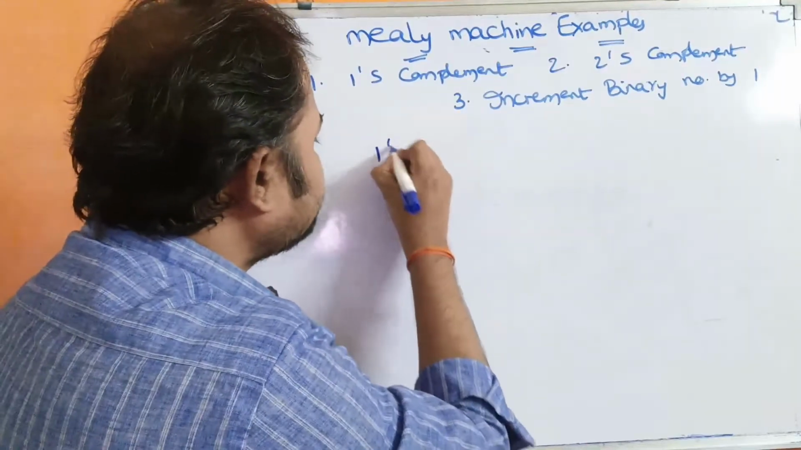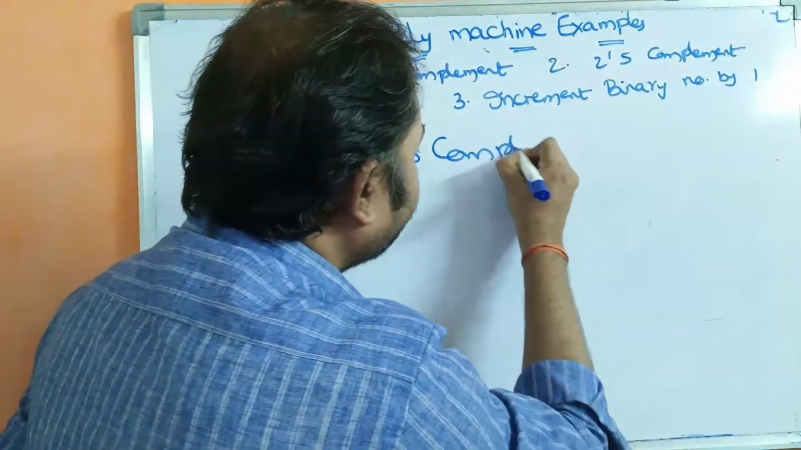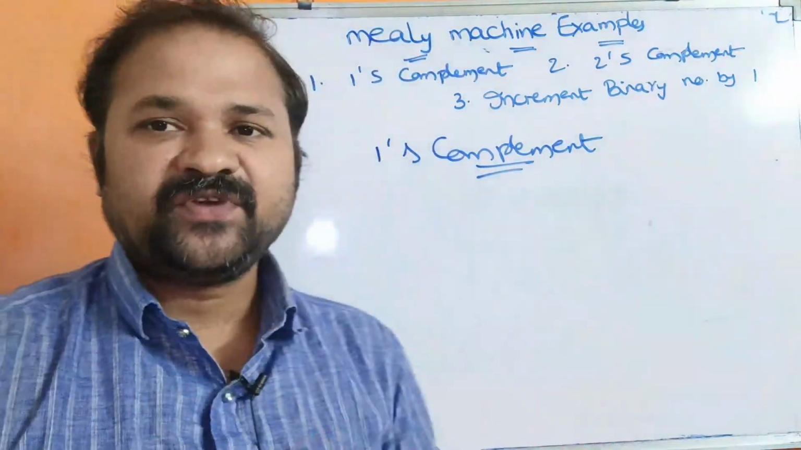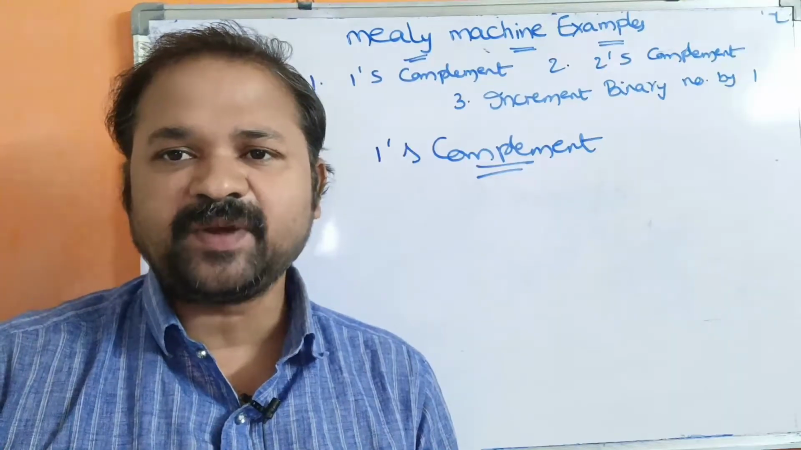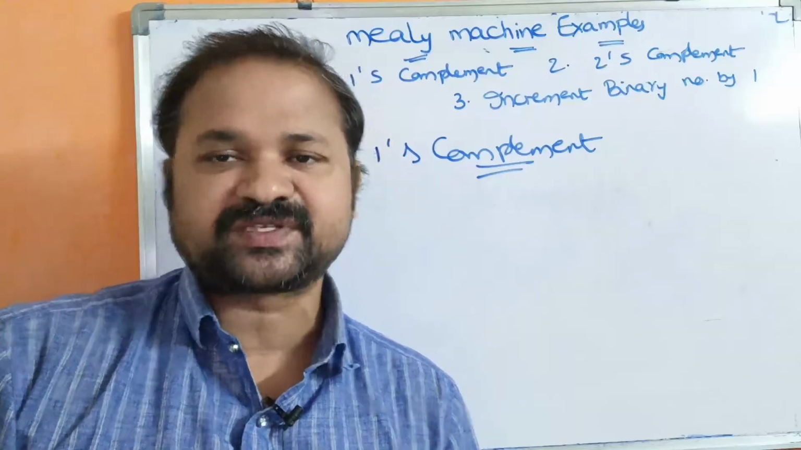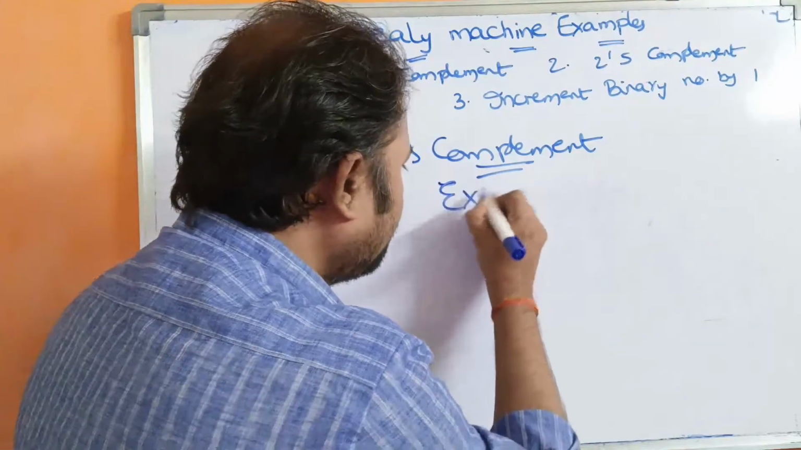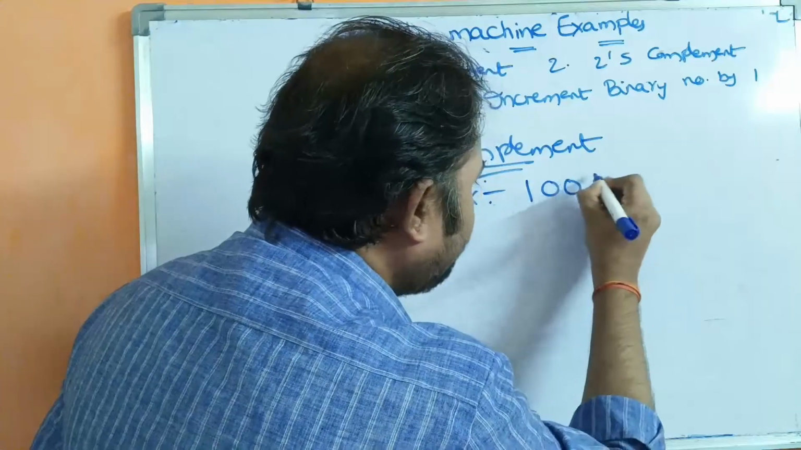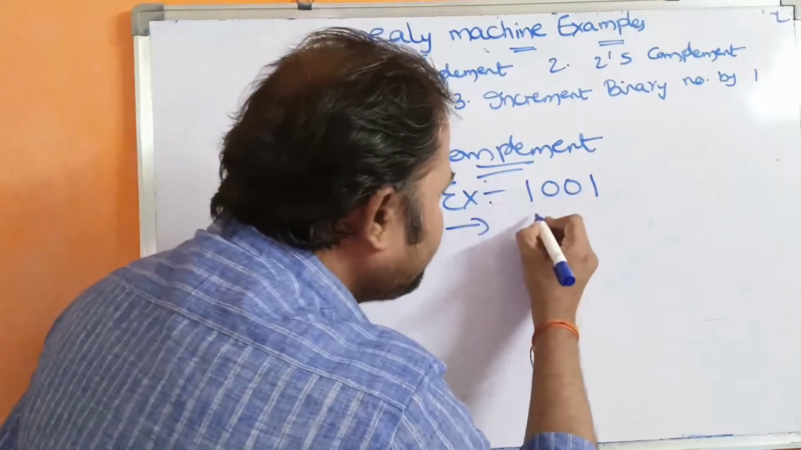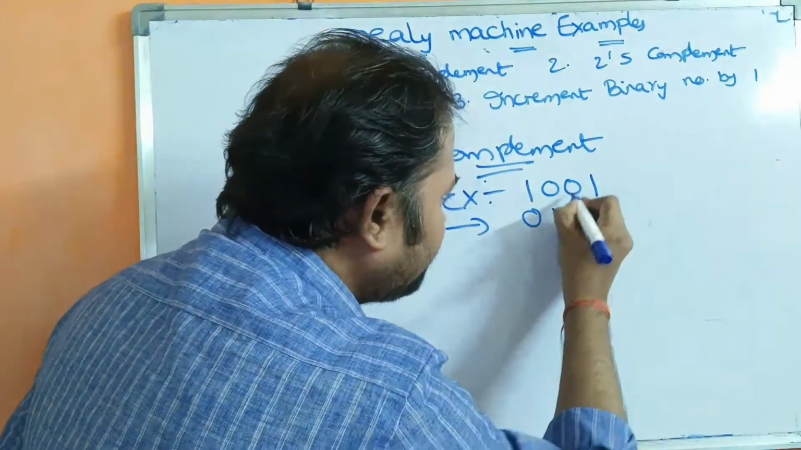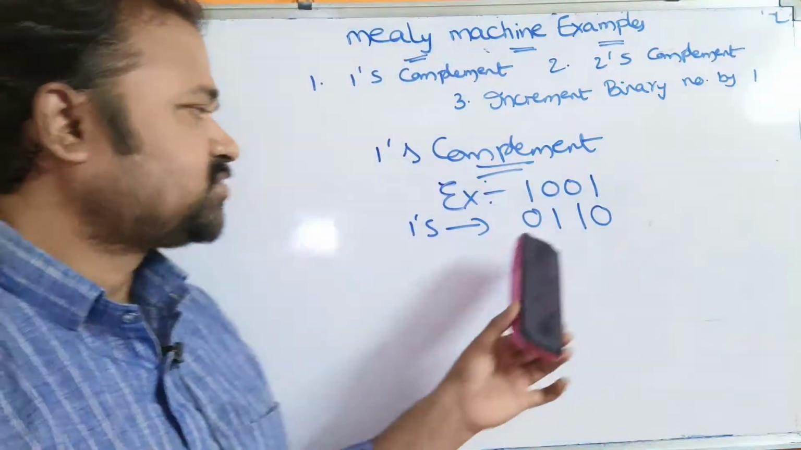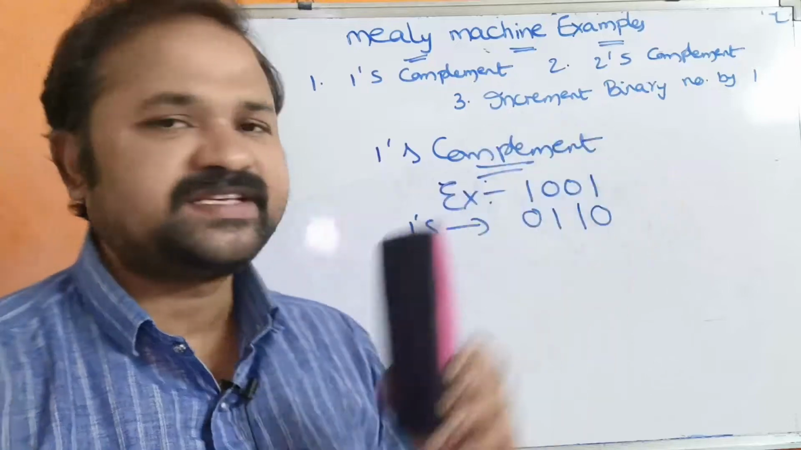The first problem is, design a Mealy machine in order to find ones complement of a given number. We know what is ones complement. Ones complement means zeros are converted into ones and ones are converted to zeros. Let us take an example. Let we have an input string like this, 1001. So ones complement of this number is, 1 is converted to 0, 0 will be converted to 1, 0 will be converted to 1, 1 will be converted to 0. So 0110 is the output for this input string.